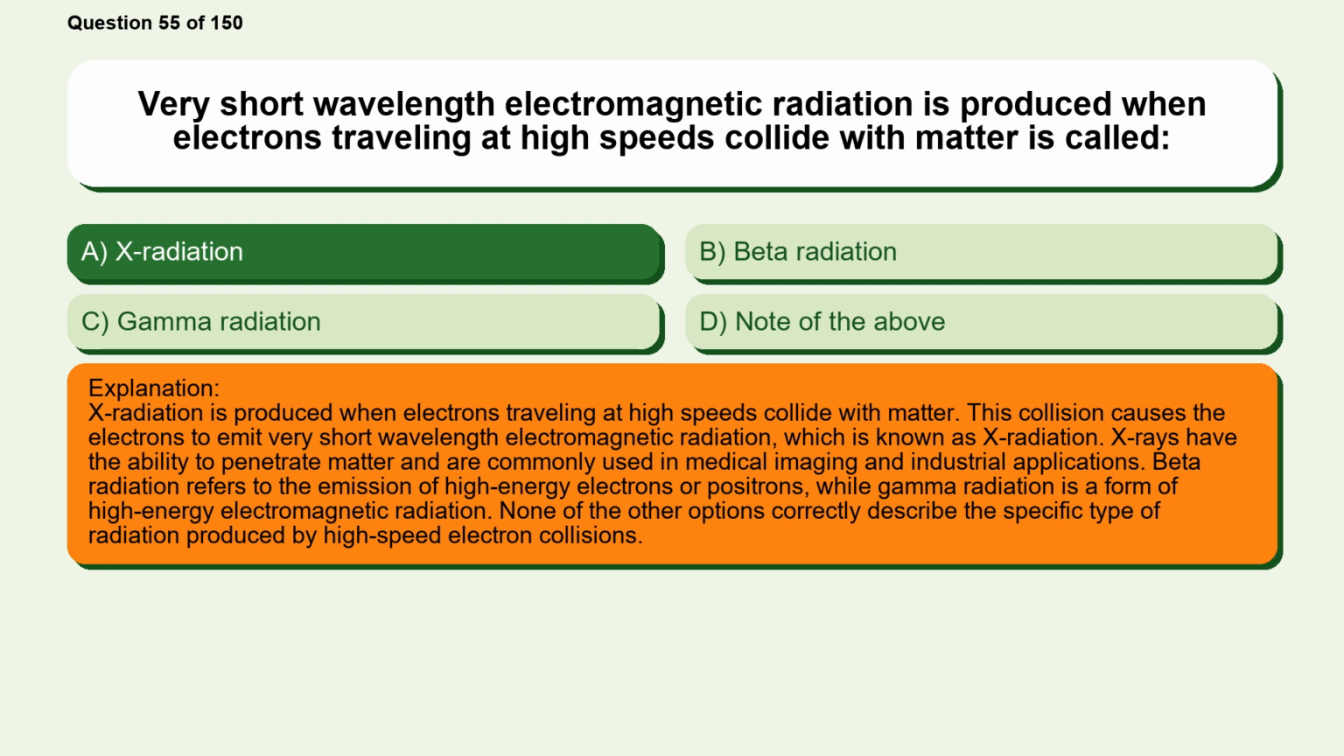X-rays have the ability to penetrate matter and are commonly used in medical imaging and industrial applications. Beta radiation refers to the emission of high-energy electrons or positrons, while gamma radiation is a form of high-energy electromagnetic radiation. None of the other options correctly describe the specific type of radiation produced by high-speed electron collisions.